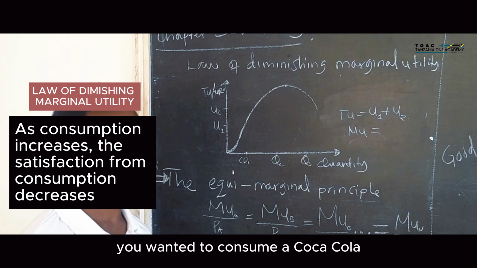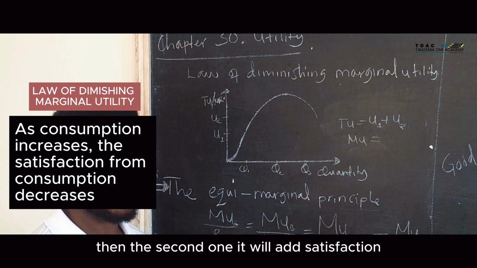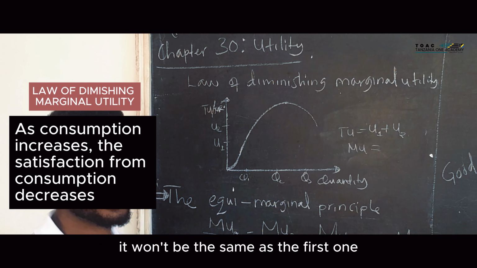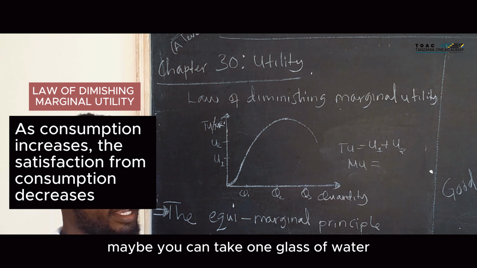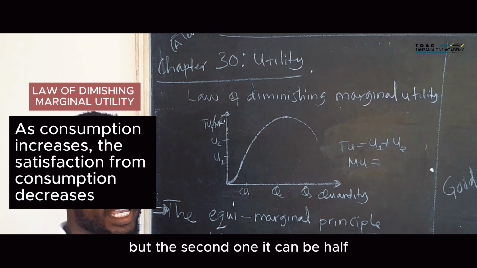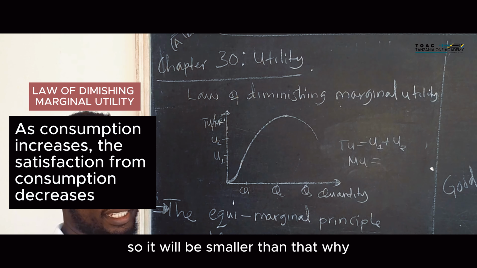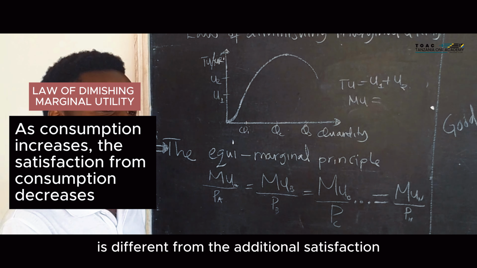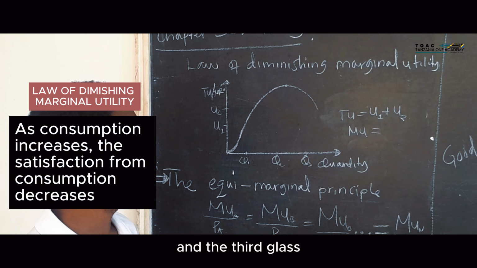Say you wanted to consume a Coca-Cola. You had the first one, then the second one will add satisfaction. But with the third one, the satisfaction added will decrease. It won't be the same as the first one. Even with water, maybe you take one glass of water, then the second glass can be half. The first one was full, but the second one can be half. And then you might need maybe a last one, but it won't even be half. It will be smaller than that. Why? Because the satisfaction obtained from the first glass is different from the additional satisfaction obtained from the second and third glass.